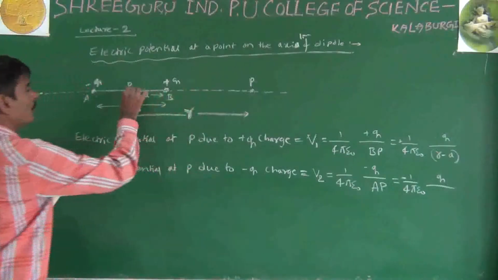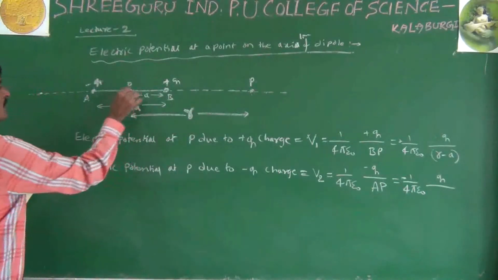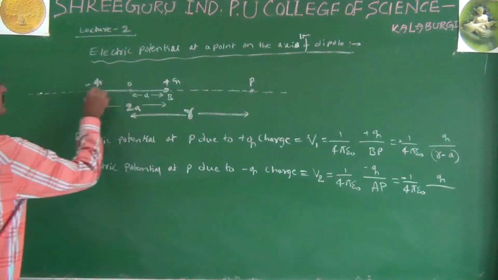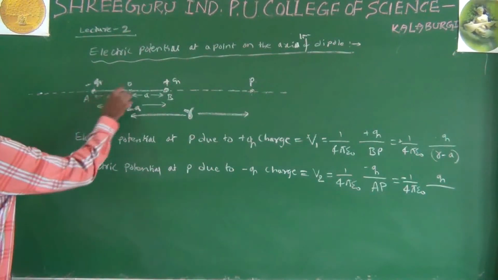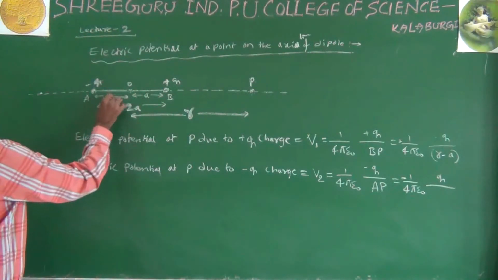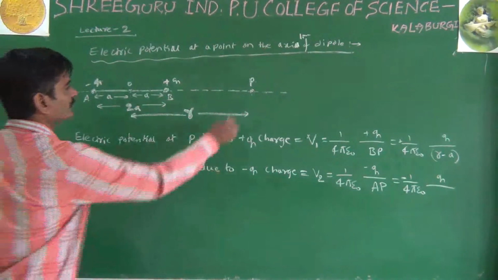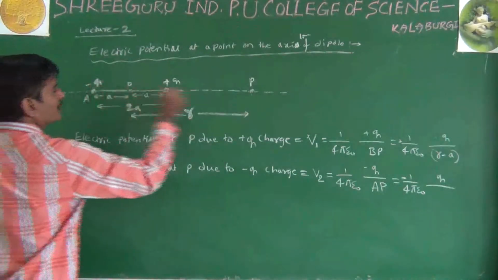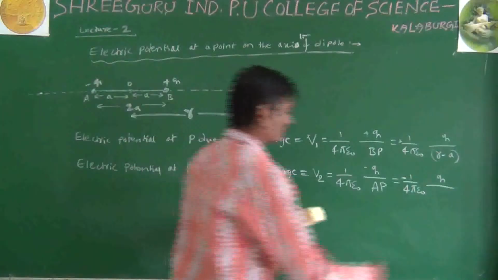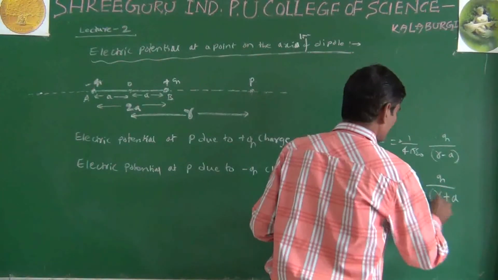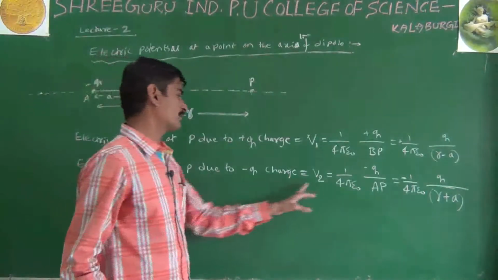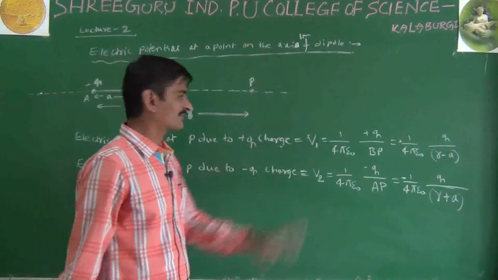from P to O, distance is R. And now from O to A, O to minus Q, what will be this distance? This distance will also be A, because O is the center point of the dipole. So therefore you can write this total distance from A to P as R plus A. This is electric potential at P due to the minus Q charge, and this is electric potential at P due to the plus Q charge.